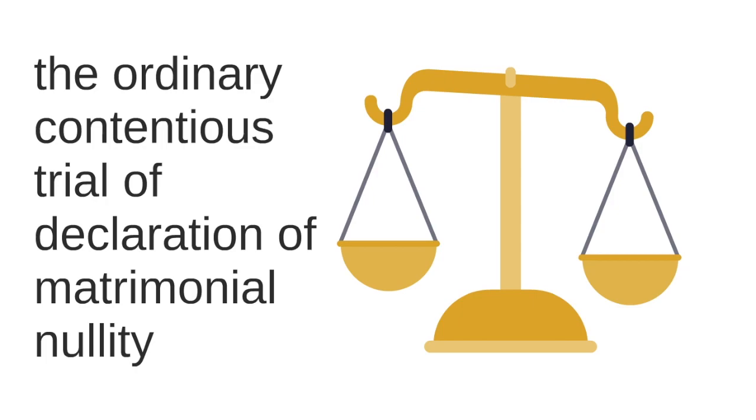Most times, however, it is impossible to use these faster processes, and justice requires a more thorough assessment of the case. In fact, both the briefer and the documentary processes are abridged versions of the ordinary process. Since this is the paradigmatic and most common version of the process, we are going to take a look at the ordinary process, or to be more precise, the contentious ordinary trial of declaration of matrimonial nullity.